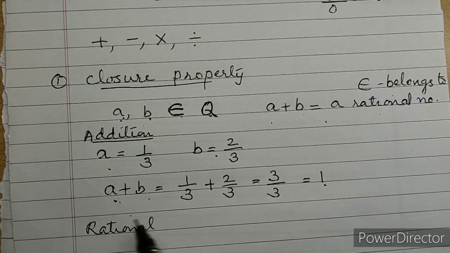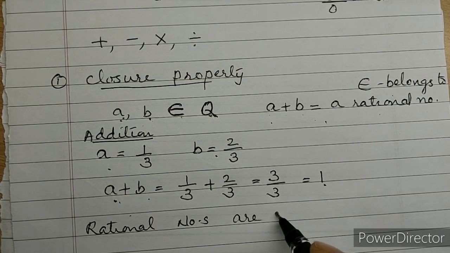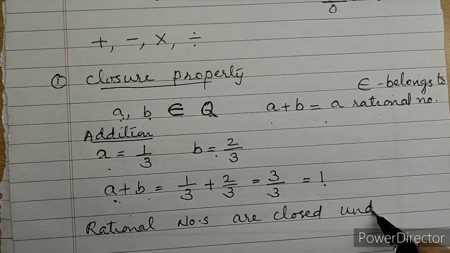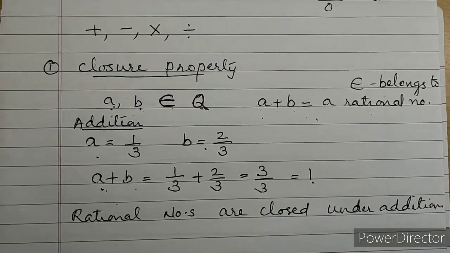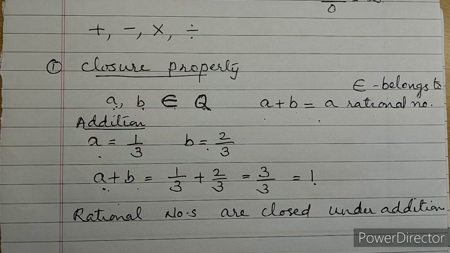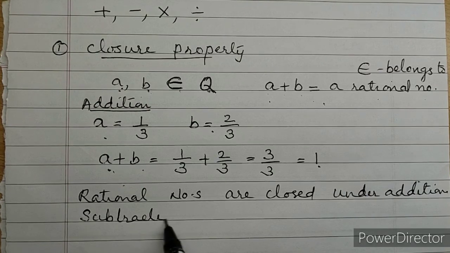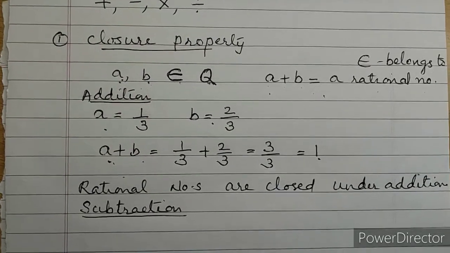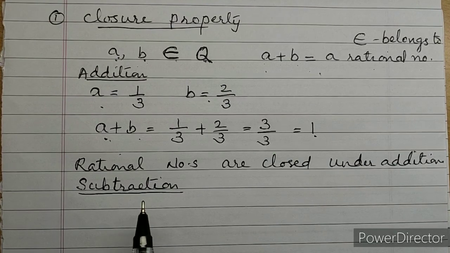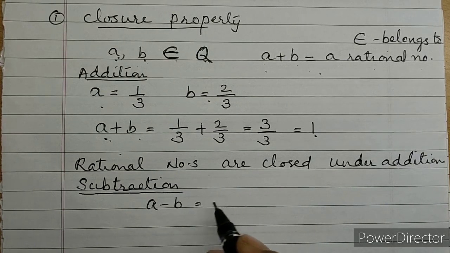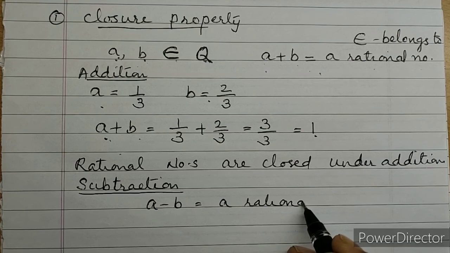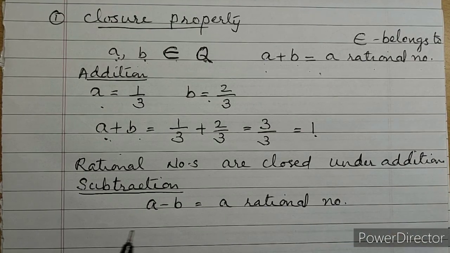Rational numbers are closed under addition, which is nothing but closure property is satisfied for addition of rational numbers. Next we will check subtraction. For subtraction, we have to check whether, if A and B are rational numbers, then A minus B is a rational number or not. If A minus B is a rational number, then we can say that subtraction also is true for closure property.